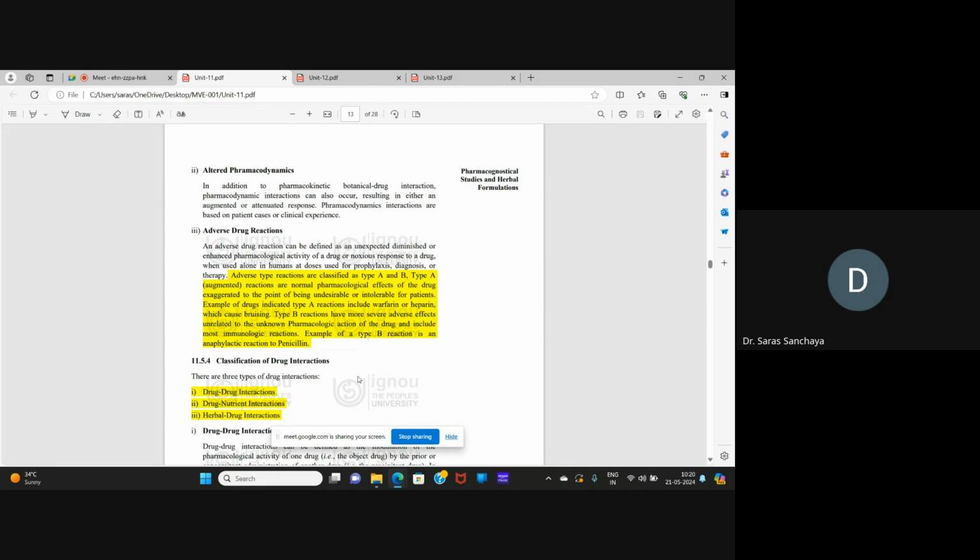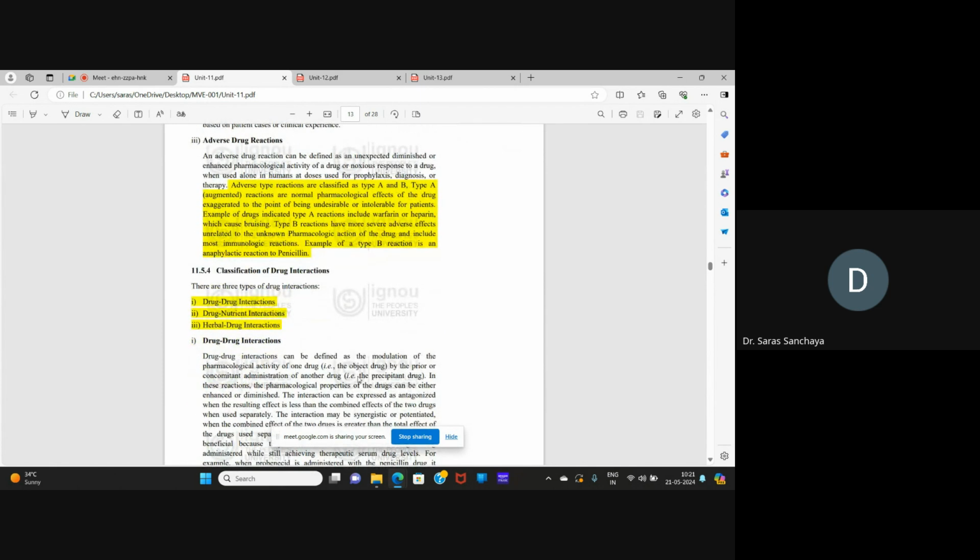Type A or augmented reactions are normal pharmacological effects of a drug exaggerated to the point of being undesirable or intolerable for the patient. Examples of drugs causing type A reactions include warfarin or heparin, which cause bruising. Then type B reactions have more severe adverse effects unrelated to the known pharmacological action of a drug and include most immunological reactions. An example of a type B reaction is an anaphylactic reaction to penicillin. So, reactions which are normal pharmacological effects at higher or undesirable doses are type A reactions, and if it is severe with unknown pharmacological action, then it is called a type B reaction.